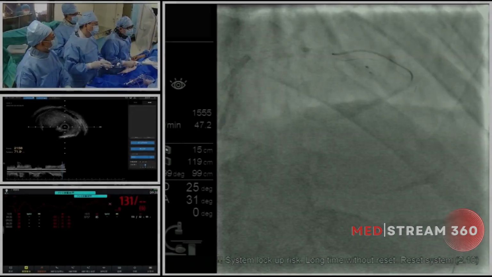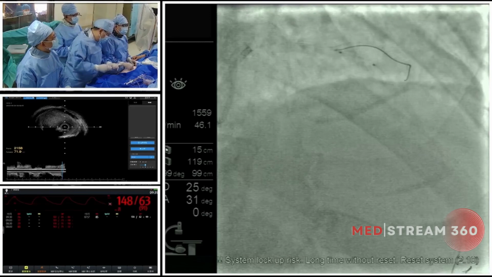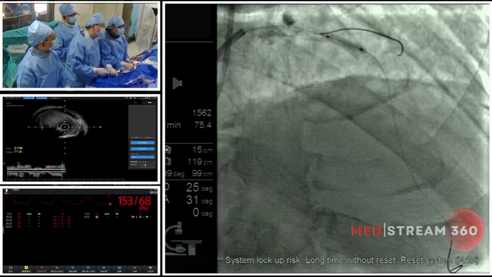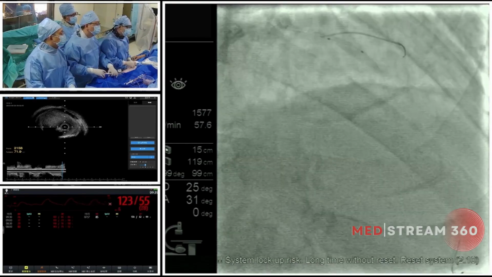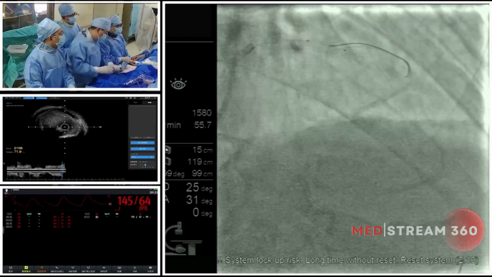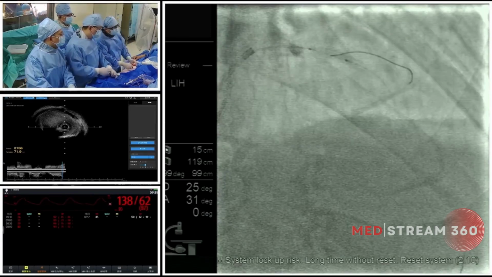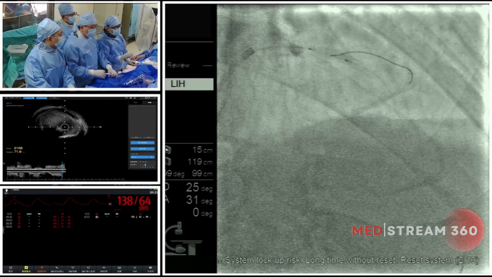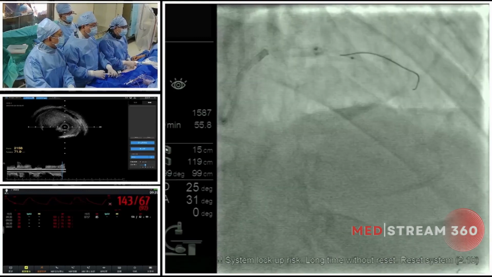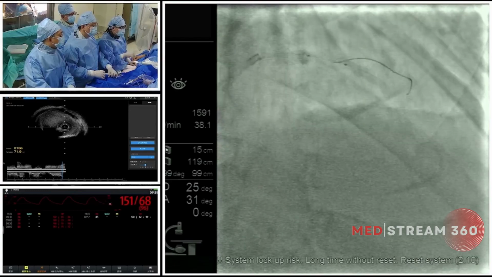Based on the imaging findings, next we will perform stent implantation. According to the imaging findings, we will implant two stents from the middle segment of the LAD to the left main. The first stent. So after the IVUS, do you think the preparation is good enough? Yes. Also, we will perform a pre-dilation with an NC balloon.